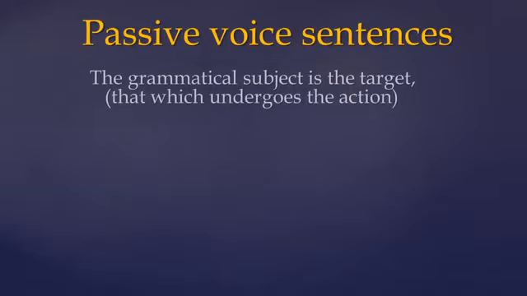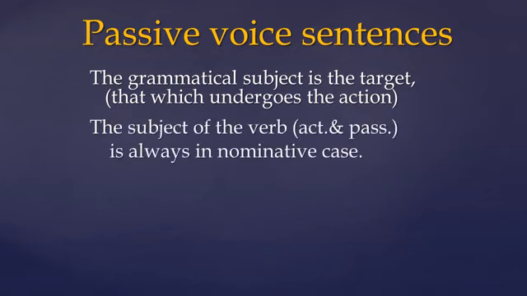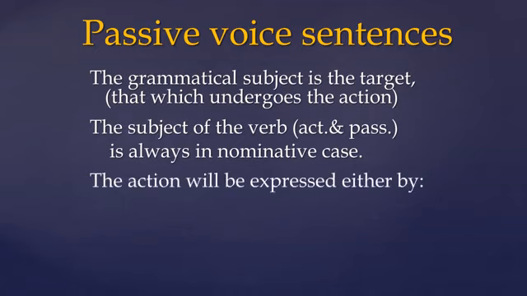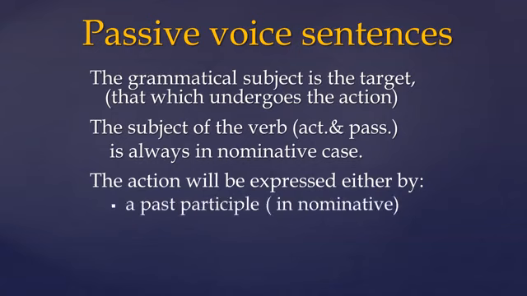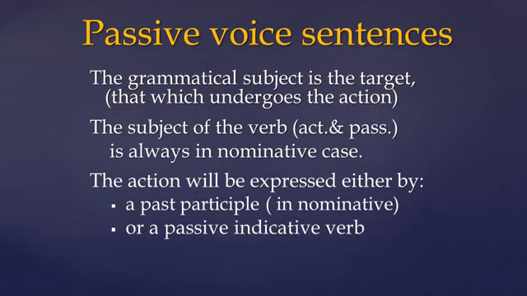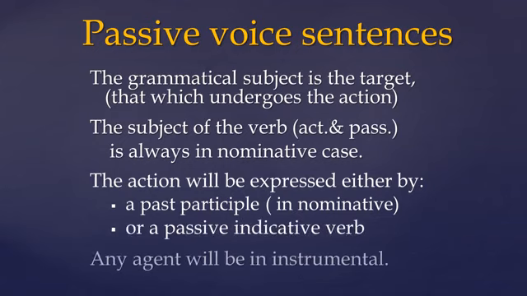So now we can summarise. In a passive voice sentence, the grammatical subject is the target of the action, and this subject is always in nominative case, whether the sentence is active or passive. And in a passive sentence, this action will be expressed by either a past participle in nominative case or a passive indicative verb. And of course, any agent of the action is in instrumental case.